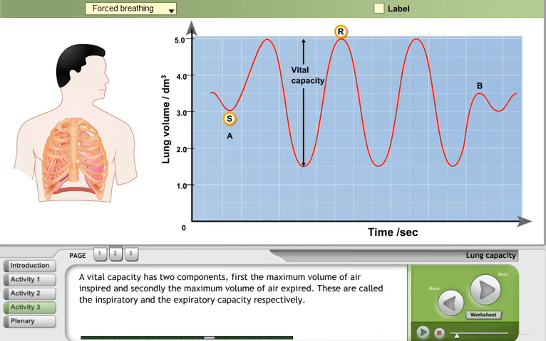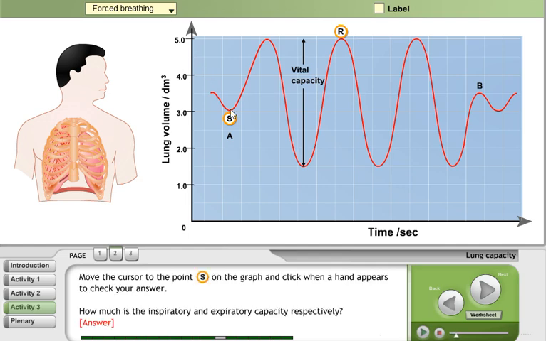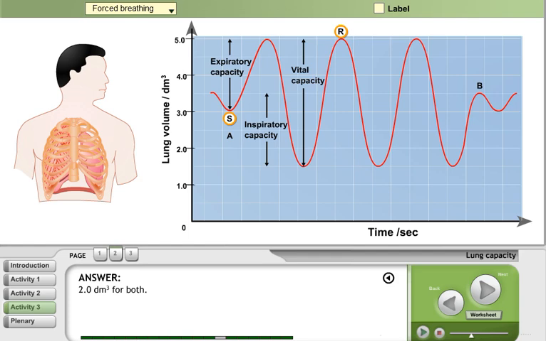A vital capacity has two components. First, the maximum volume of air inspired, and secondly, the maximum volume of air expired. These are called the inspiratory and the expiratory capacity respectively. Move the cursor to the point S on the graph and click when a hand appears to check your answer. How much is the inspiratory and expiratory capacity respectively? Answer: 2.0 decimeter cube for both.